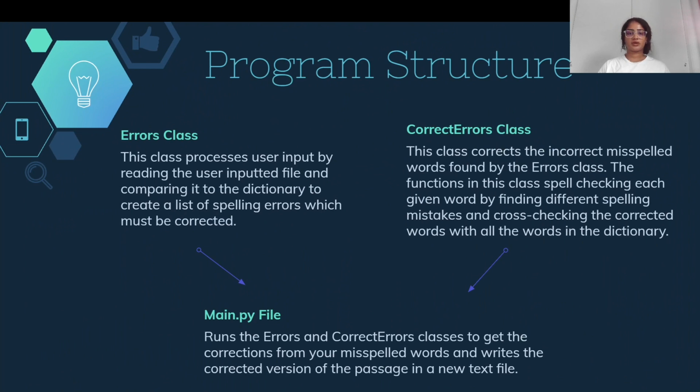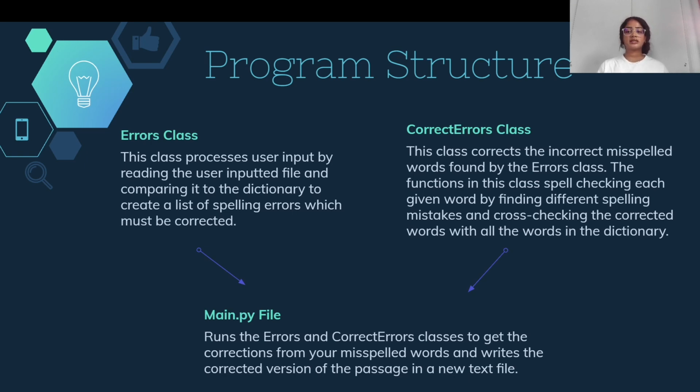Program structure of this code. I have two classes that work together in the main.py file in order to correct all your misspelled words. The errors class processes user input by reading the user inputted file and comparing it to the dictionary to create a list of spelling errors which must be corrected. Then, the correct errors class corrects the incorrect misspelled words found in the errors class.